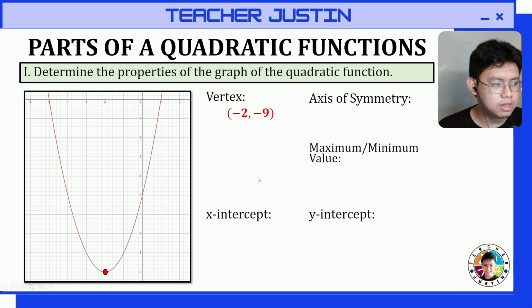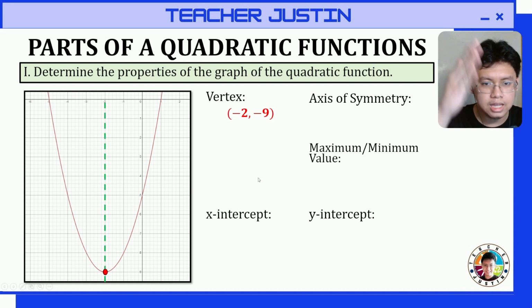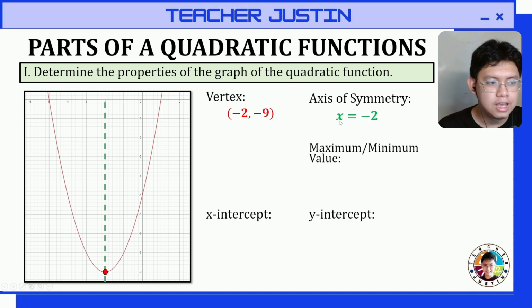Now, yung axis of symmetry natin, mag-drawing tayo ng vertical line passing through our vertex. Tapos, kunin natin yung ating x-coordinate ng ating vertex. So, we will have x is equal to -2. So, yung pagsulat natin ng axis of symmetry, it will be an equation for the vertical line, which is, we will have x muna, the variable x is equal to the value of our x-coordinate ng ating vertex. So, in this case, it will be x is equal to -2.